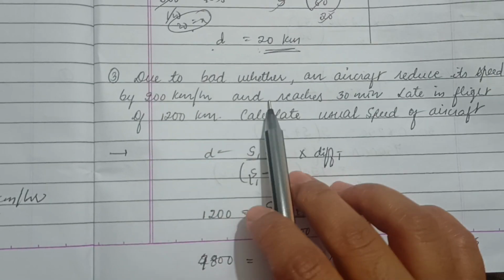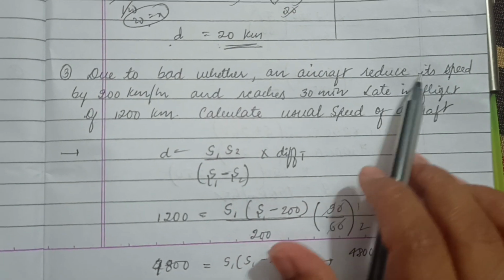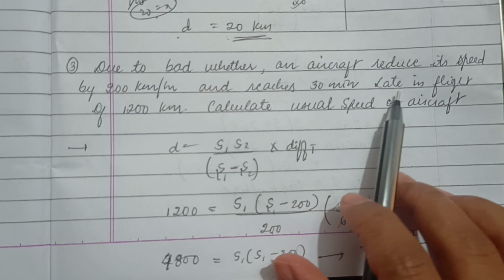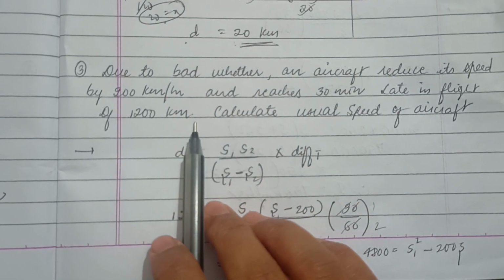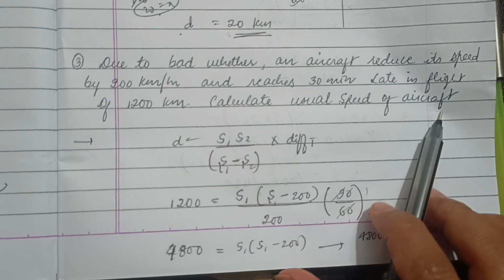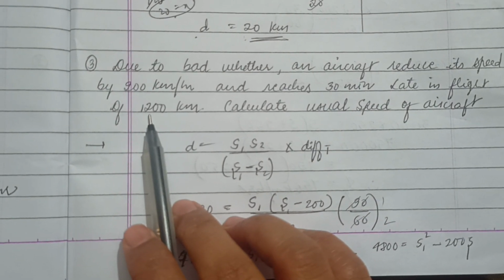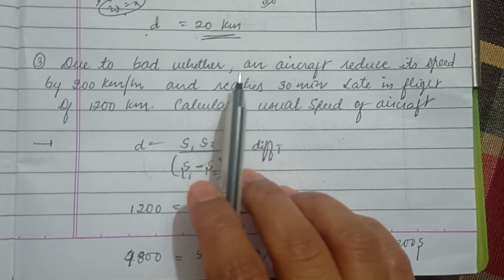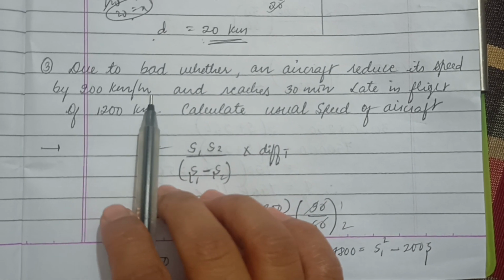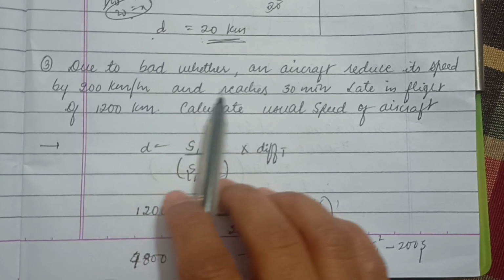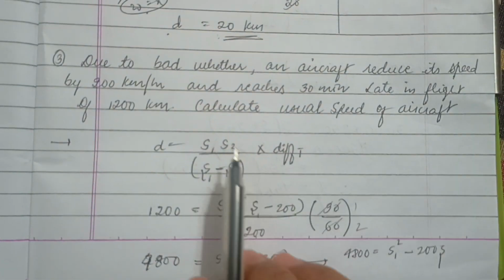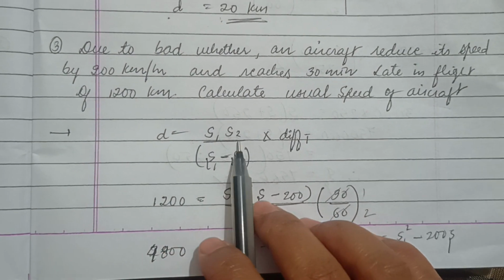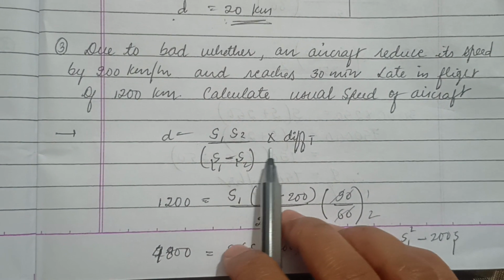Next, due to bad weather, an aircraft reduced its speed by 200 km per hour and reaches 30 minutes late in a flight of 1200 km. So calculate the usual speed of the aircraft. Means the flight actually needs to cover 1200 km. Because of bad weather, it has to reduce its speed, so that will be 200 km per hour. Okay, and it reaches 30 minutes late here. Okay, so let's substitute this in the formula, that is D is equal to speed 1 into speed 2 divided by S1 minus S2 into the difference in time.